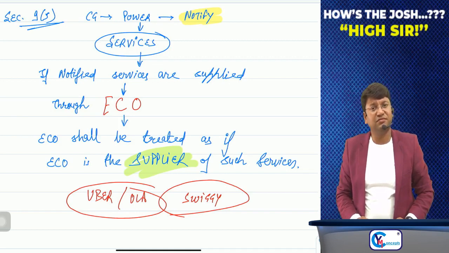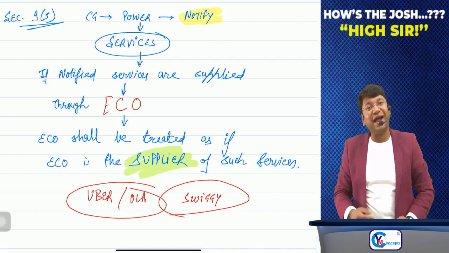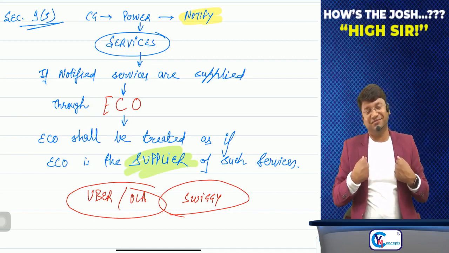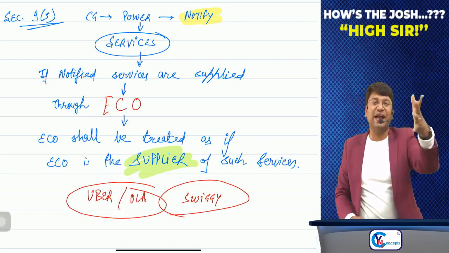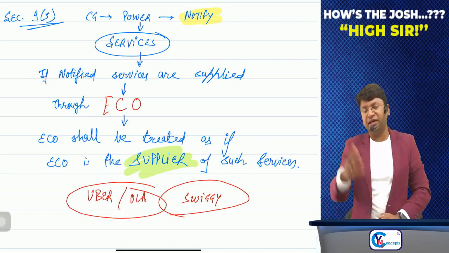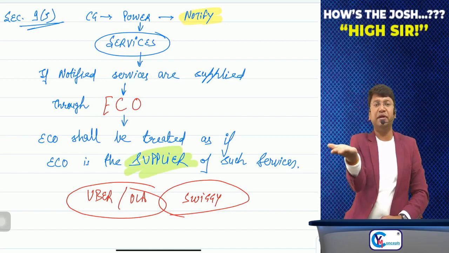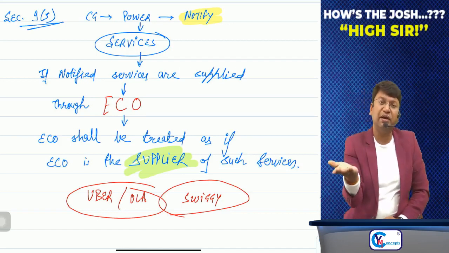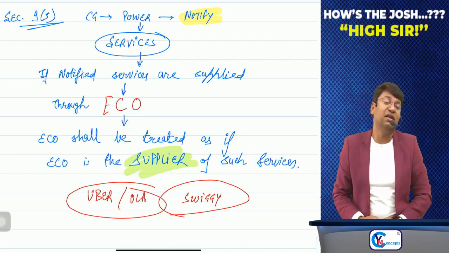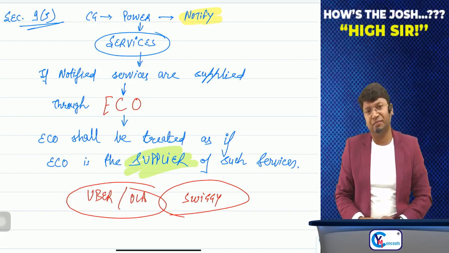Sir, the actual supplier of service is this taxi driver. You are the actual recipient. Sir, Ola is only just a platform, a kind of intermediary. He is just an electronic commerce operator.